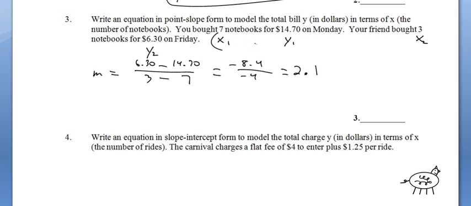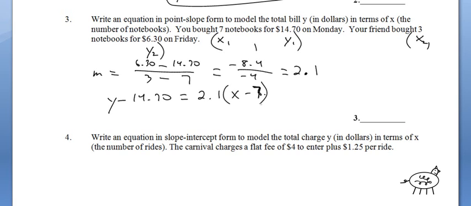All right, and so we have 2 points. We have this x1, y1. We have this x2, y2. So we have to put it in point slope form. Which point do we use? It doesn't matter. They're both right answers. So if I use x1, y1, I get y minus 14.70 equals m, which is 2.1, times x minus 7. Okay? It's one answer. That's pretty mellow.